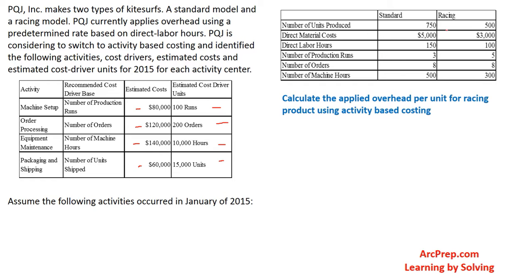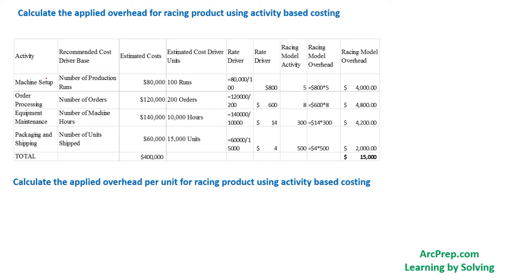On the same side, we are also given the estimated activity for a specific product. Now, we are trying to calculate the applied overhead for the racing product under activity-based costing. And the best way to think about it is in a spreadsheet format. For each activity, there is going to be a specific predetermined overhead rate that we need to calculate.